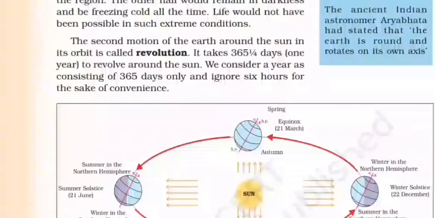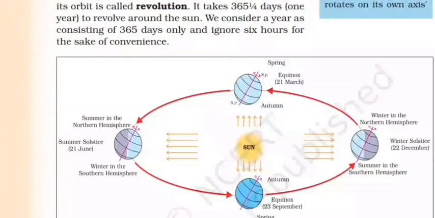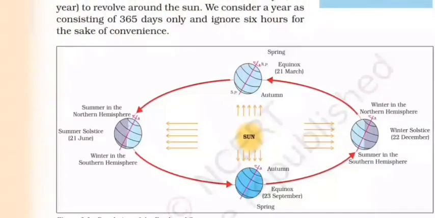So the side which receives sunlight would not accept any life forms, and the side which does not receive sunlight would not have any life either. The second motion of the earth, around the sun in its orbit, is called revolution, which you already know, and it takes around 365 and 1/4 days. Exactly, we cannot say that one year is exactly 365 days, but it is 365 and 1/4 days.